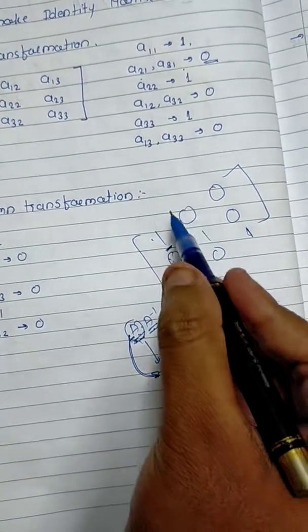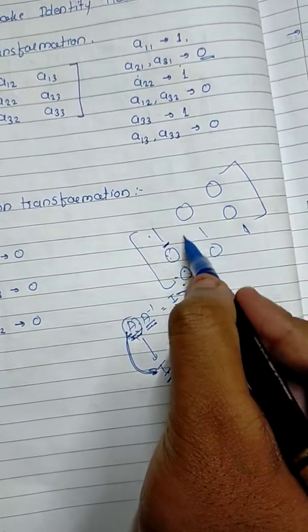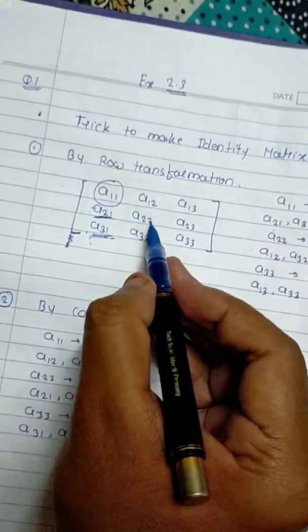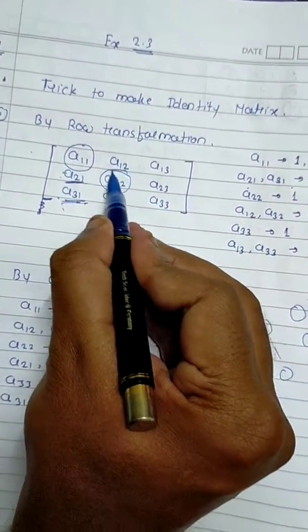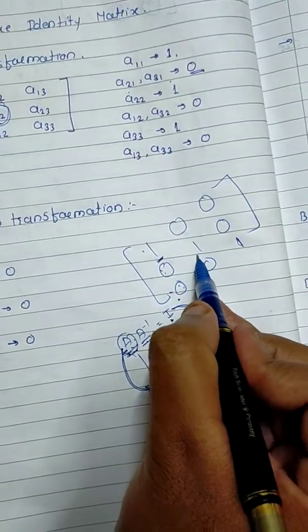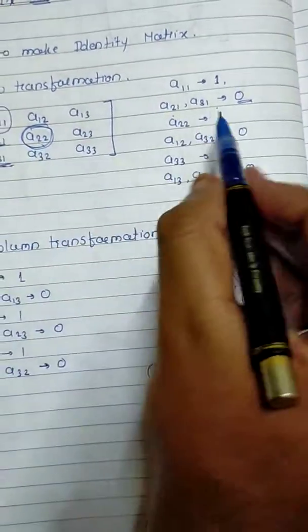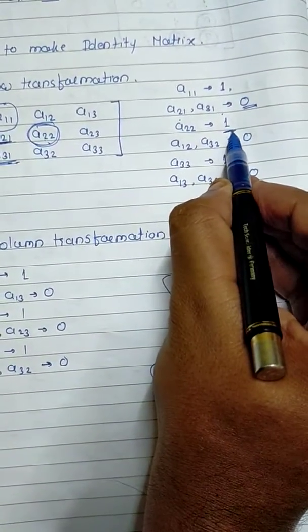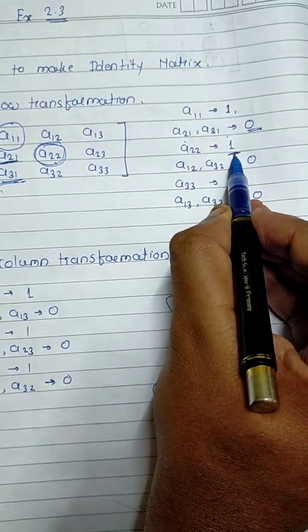The next step, in the next step we are going to do 1 first. What is 1 over here? It is A22. So first we are going to make A22 as 1. What do you see here? That 1. So we are going to make A22 as 1. This is the step I have written over here. A22 we are going to make it as 1.